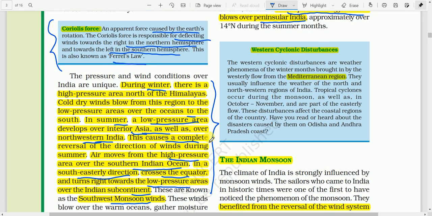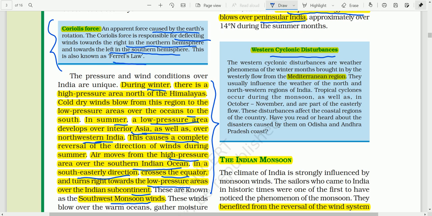Remember, jet streams are very high speed winds blowing near the tropopause, about 12 kilometers above the surface. The speed is so high that sometimes commercial planes cannot cross these streams. Only jet fighters can cross the jet stream, and hence the name jet stream. And regarding the western cyclonic disturbances, I have already explained.